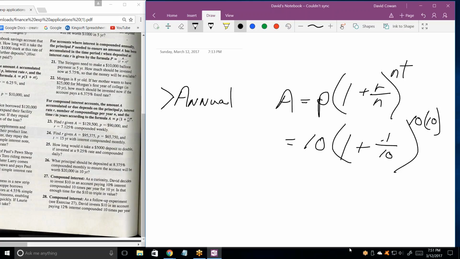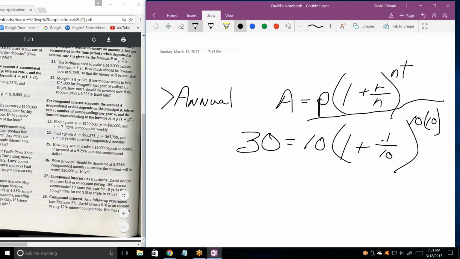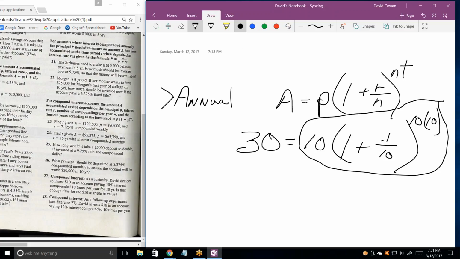Now, there's our equation, and the question is, is that enough time for $10 to triple in value? In other words, is that equal to at least $30? When we figure out what that number is, if it's less than $30, then the answer is no. If it's $30.10, the answer is yes. Or I should say if it's greater than or equal to $30.